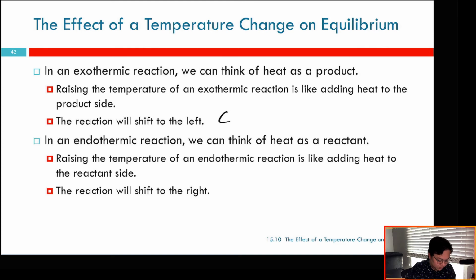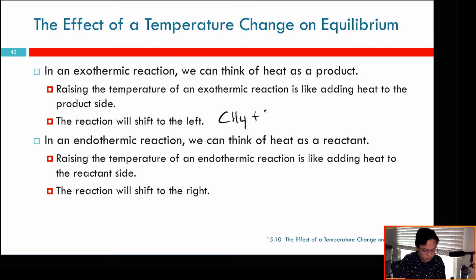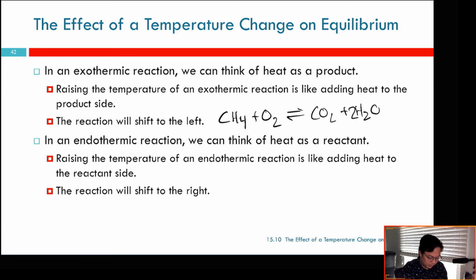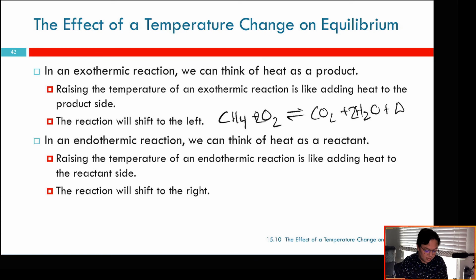So if you wanted to write out something like CH4 plus O2, our basic combustion reaction, for the sake of this, we'll assume that we can unburn our CH4. Combustion reactions are not reversible. But just for the sake of this, because it's an easy one and has heat, we'll have CO2 plus H2O. And if I want to balance this, I put a 2 here and a 2 here. But then we can also think of heat. So delta means heat, heat as one of our products.